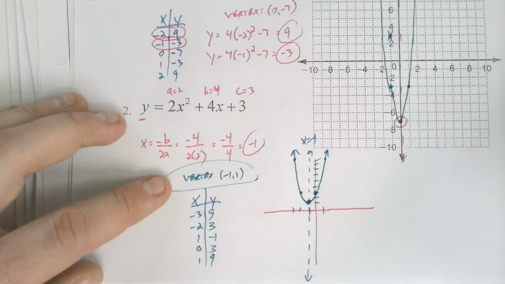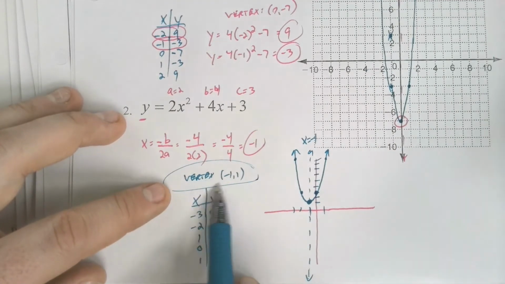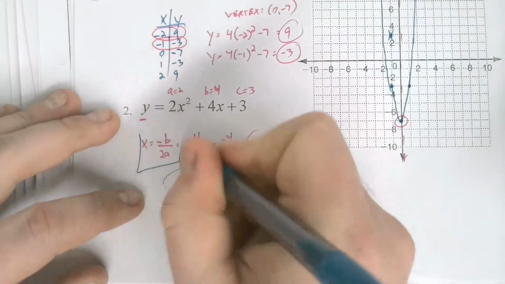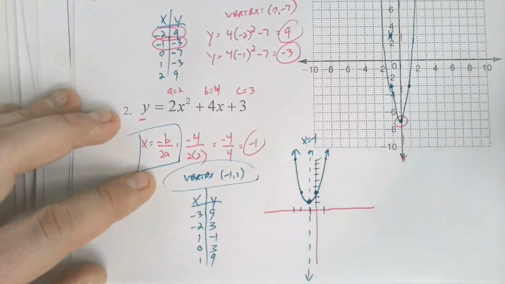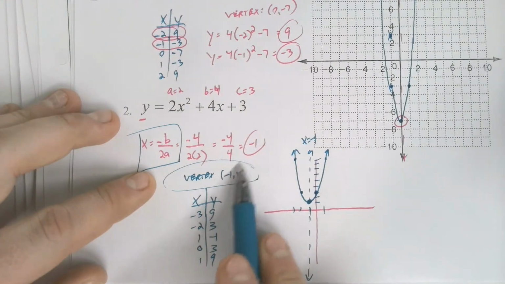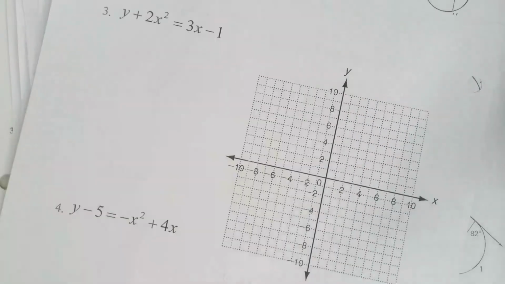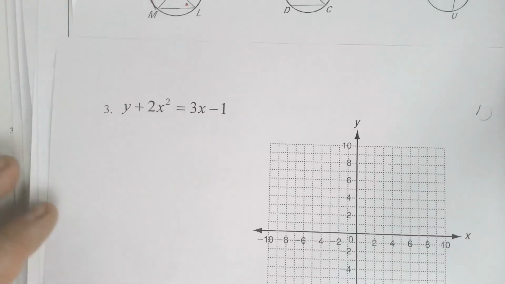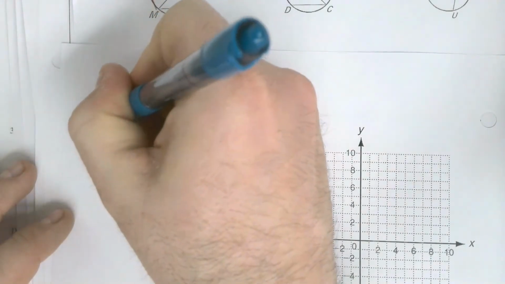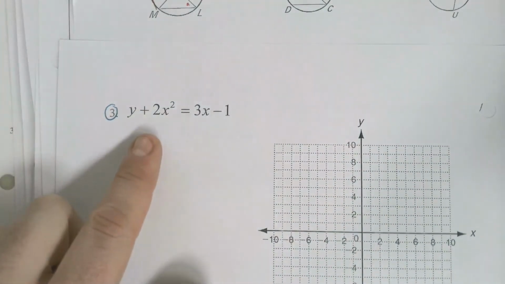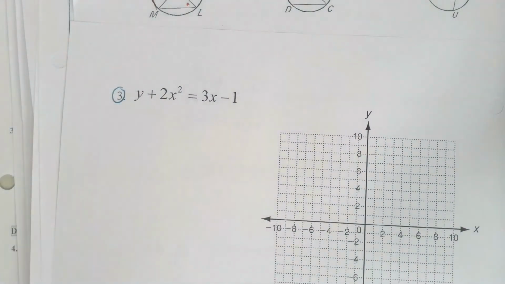If you have a hard time finding the vertex, just use the formula, and the x-coordinate of the vertex will be the axis of symmetry value. Alright, I want to see if you can get one of these right on your own. Let's take a look at number 3 here. We're going to get you set up first, and then I want you to produce it.